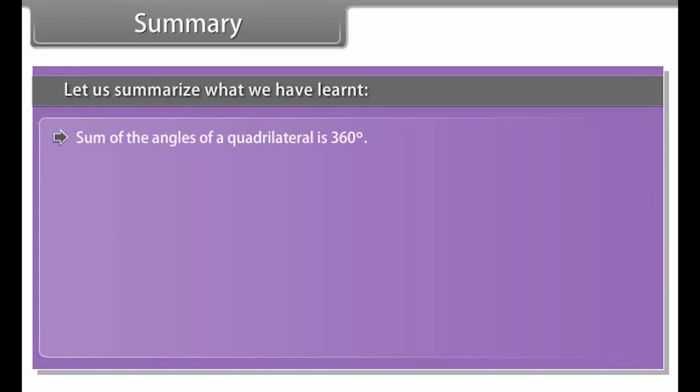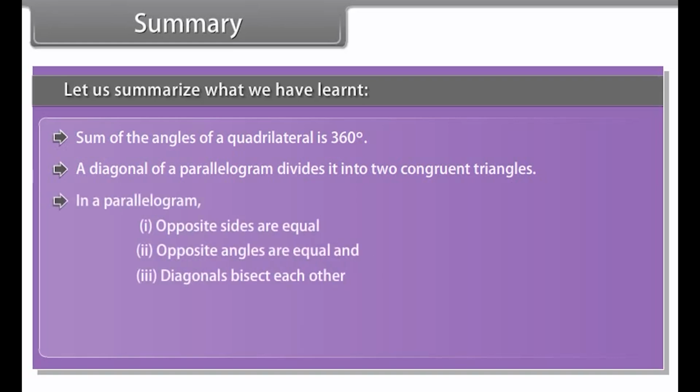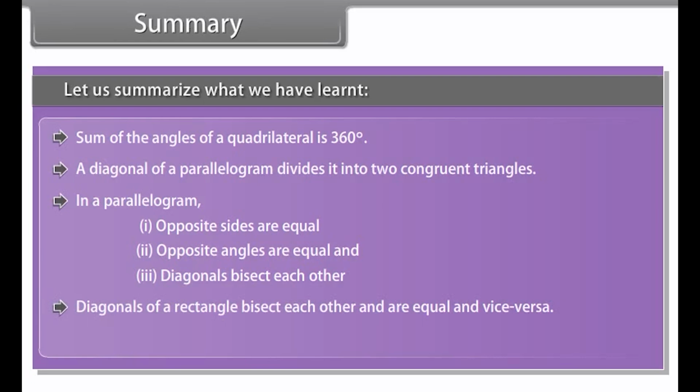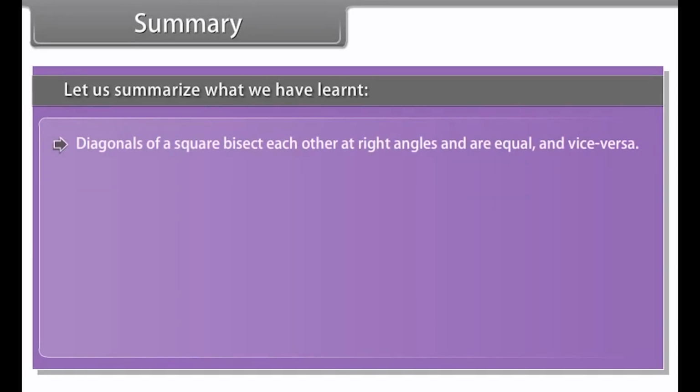Sum of the angles of a quadrilateral is 360 degrees. A diagonal of a parallelogram divides it into two congruent triangles. In a parallelogram, opposite sides are equal, opposite angles are equal, and diagonals bisect each other. Diagonals of a rectangle bisect each other and are equal, and vice versa. Diagonals of a rhombus bisect each other at right angles and vice versa. Diagonals of a square bisect each other at right angles and are equal, and vice versa.